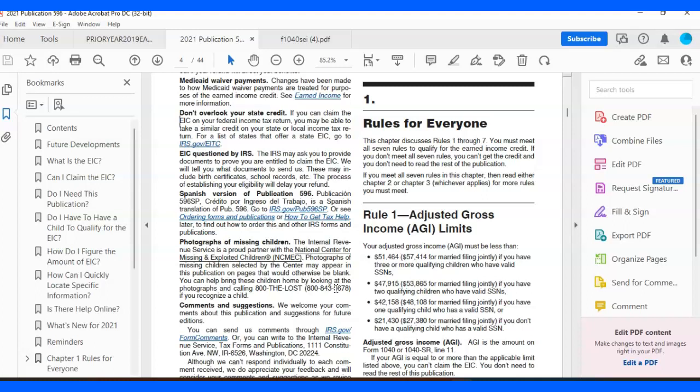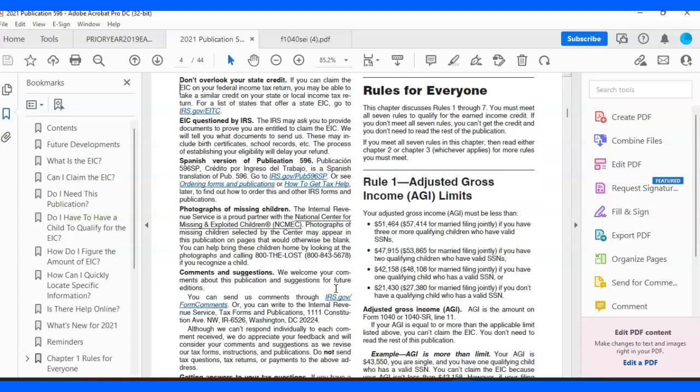So rule number one is the adjusted gross income limit. And this is the chart we use to determine who qualifies for earned income credit based on filing status, how many children, and how much money they made. And so publication 596 is the publication you can get to learn about that.